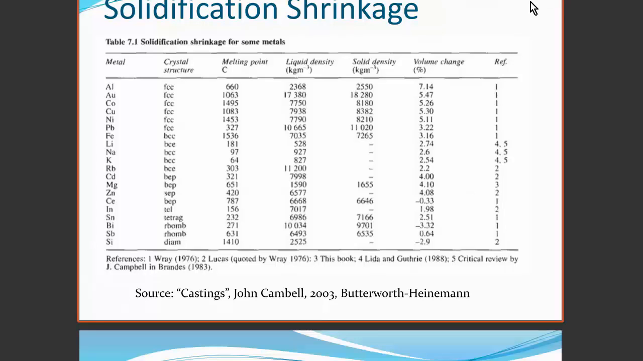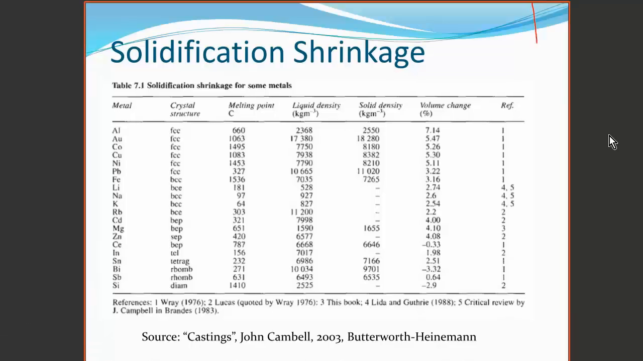An issue with casting is that the volume occupied by the solidified liquid is less than that occupied by the liquid itself. This reduction in volume is called solidification shrinkage, and can be a serious issue in a number of metals that are commonly used for engineering applications, such as aluminum. We see that aluminum has a volume change of 7% upon cooling.